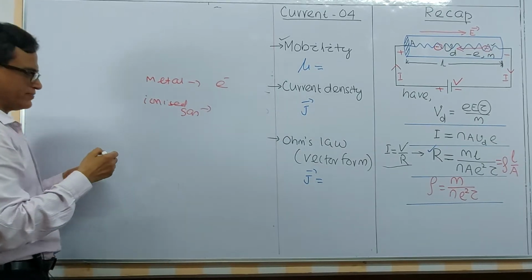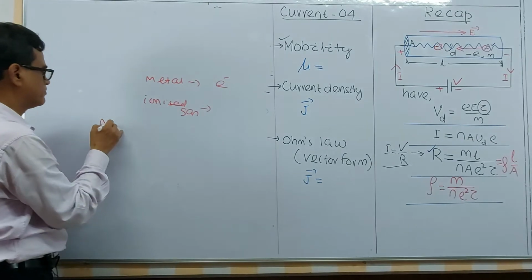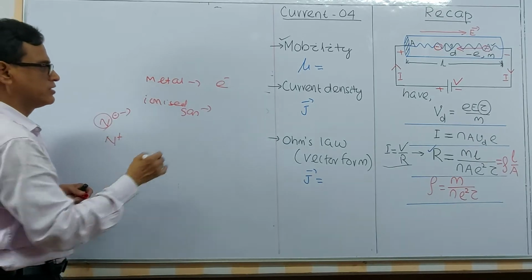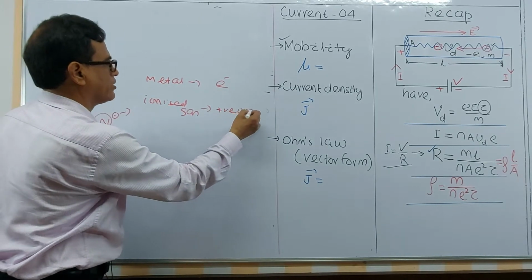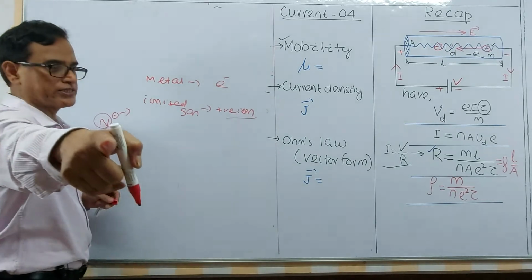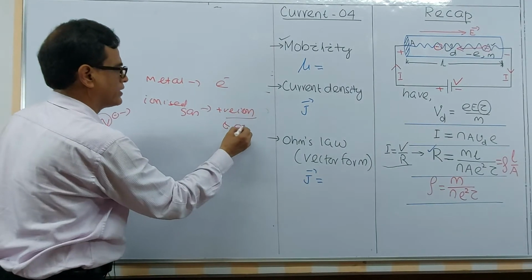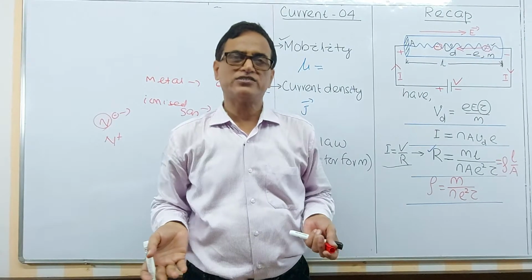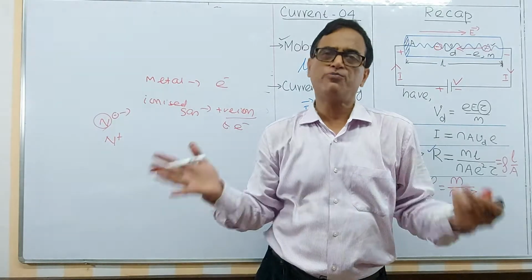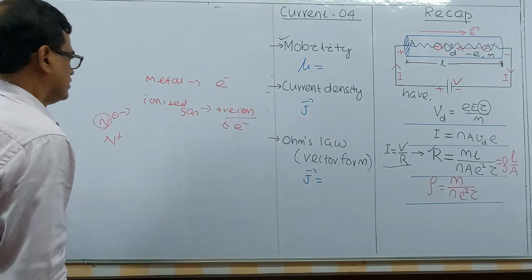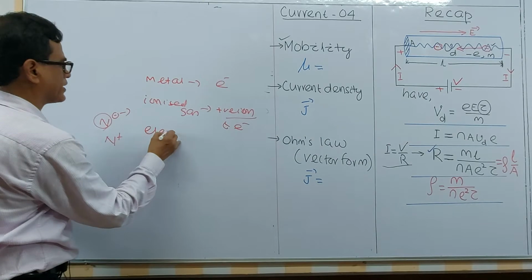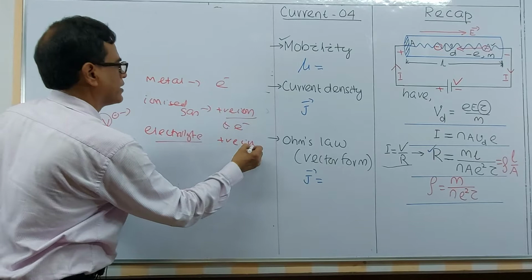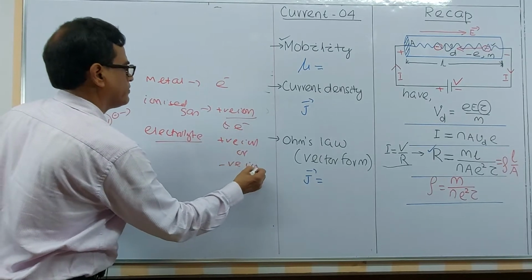Now ionized gas. Ionized gas means, take an example of nitrogen. When an electron is removed, this becomes nitrogen plus. Here is a positive ion, positive charge, remember, positive ion and electron. These are the electrons and these are positive ions. That means in an ionized gas, we can have motion of electrons or positive ions. Next, electrolyte, you will read in electrochemistry. Here, positive ions or negative ions.